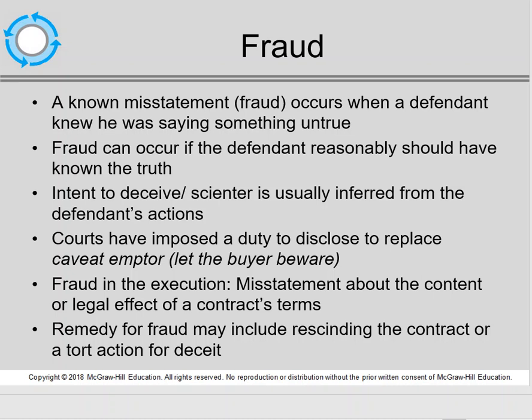The modern approach is different. Under the modern approach, silence by the defendant can amount to fraud if the plaintiff could not have discovered the fraud by a reasonable inspection and would be unlikely to inquire about it. You need both.